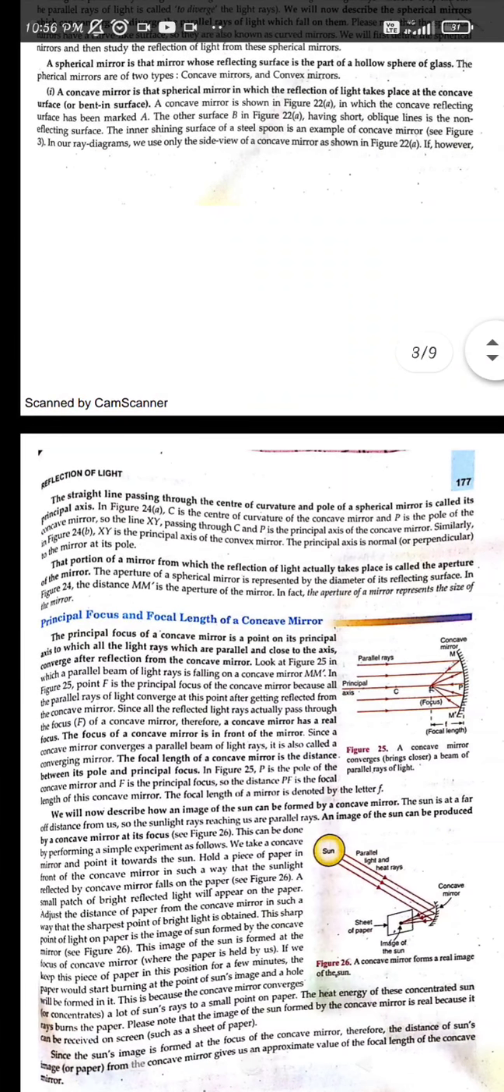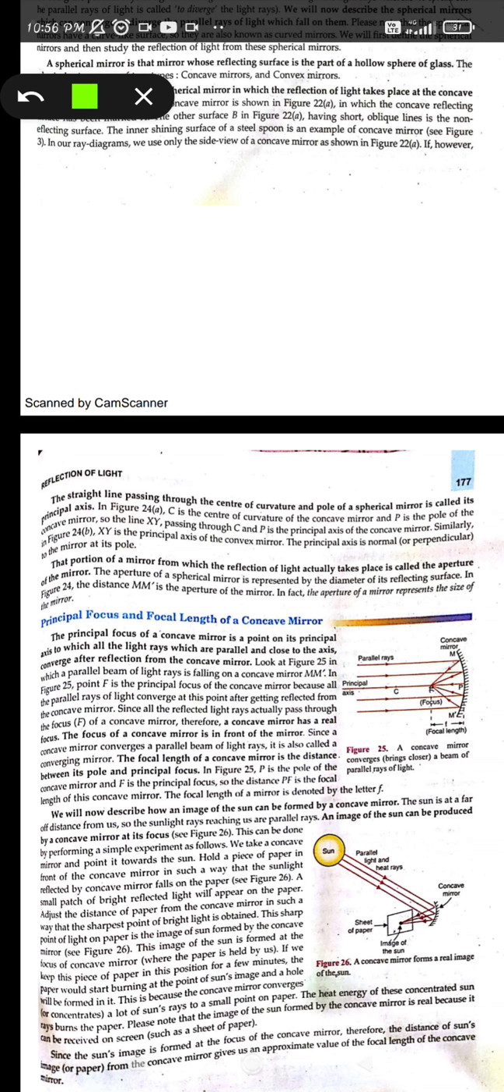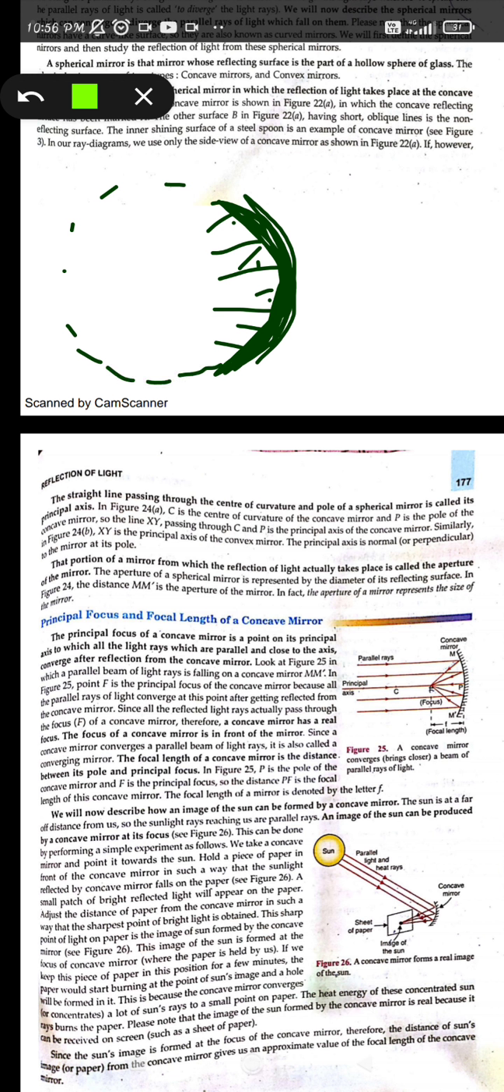Now to imagine what parameters are present in the mirror, suppose you have a mirror whose reflecting surface is the bulged out surface. Let it be a bulged out surface, I am not explaining concave and convex now. This is the non-reflecting surface. Now if we imagine that this is a part of a sphere, then since a sphere has a center, similarly this spherical mirror will also have a center.